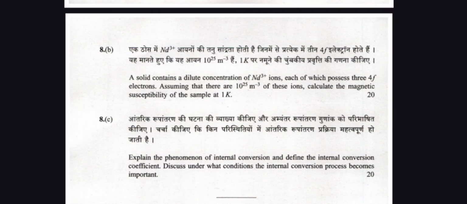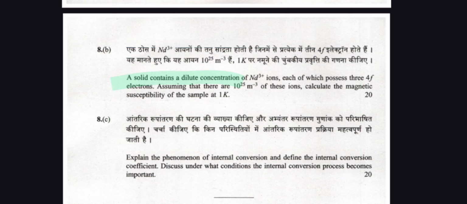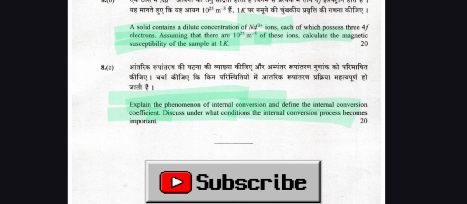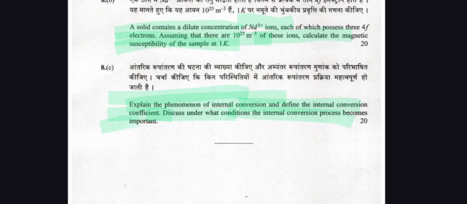And question number 8b. A solid contains a dilute concentration of Nd3+ ions, each of which possesses three 4f electrons. Assuming that there are 25 per meter cube of these ions, calculate the magnetic susceptibility of the sample at 1 K. And question number 8c, explain the phenomenon of internal conversion and define the internal conversion coefficient. Discuss under what condition the internal conversion process becomes important. So that is all related to this discussion. That is it for today. Thank you very much.